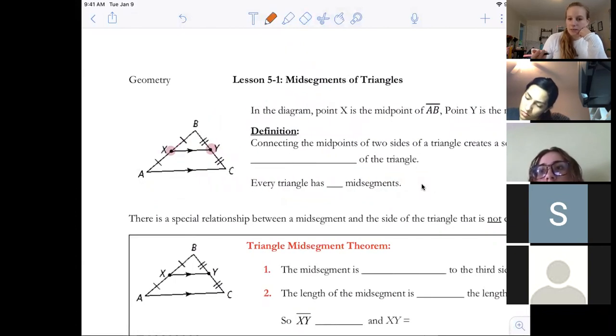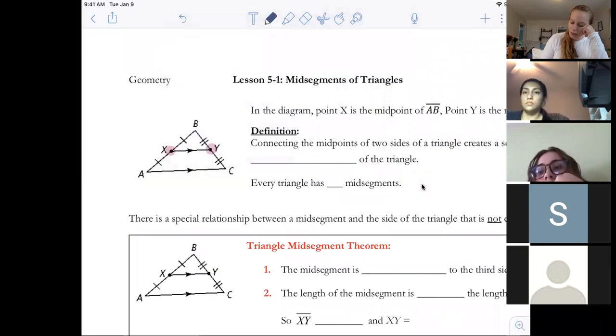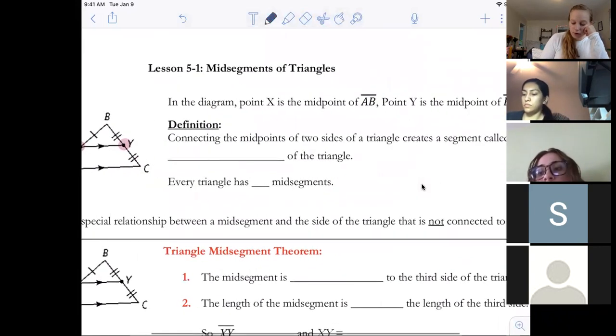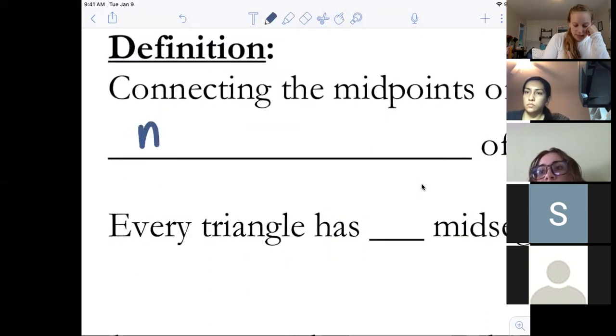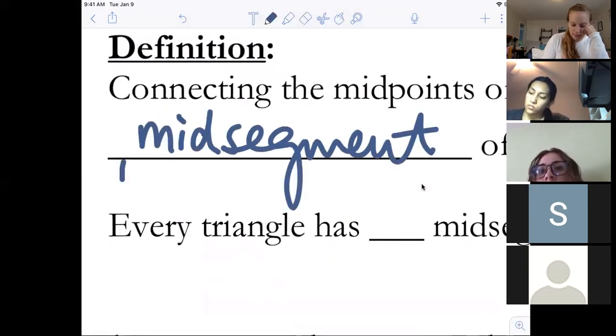But I reminded us about midpoints because midpoints are what make up this new word that we are learning today, the mid-segment. When you connect two midpoints of two sides of a triangle, that creates a segment called the mid-segment. The way I remember it is midpoints make up mid-segments. So again, not that creative in geometry.